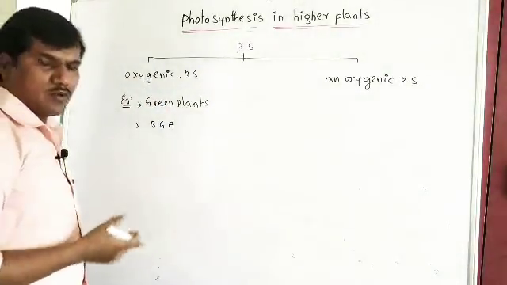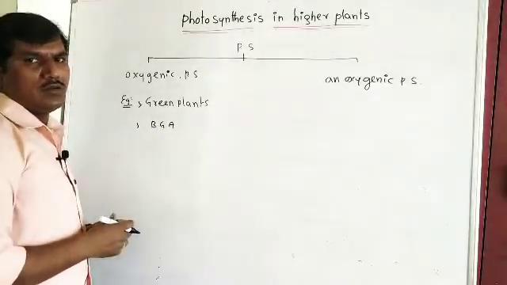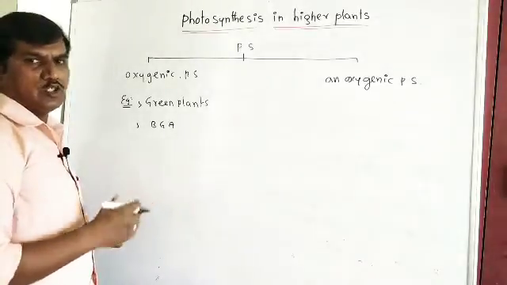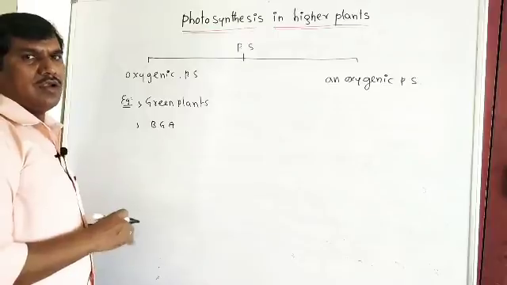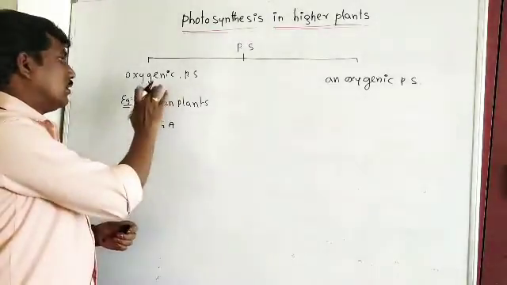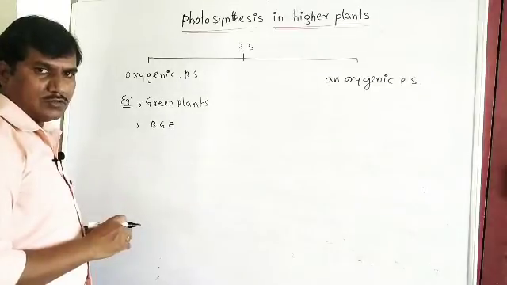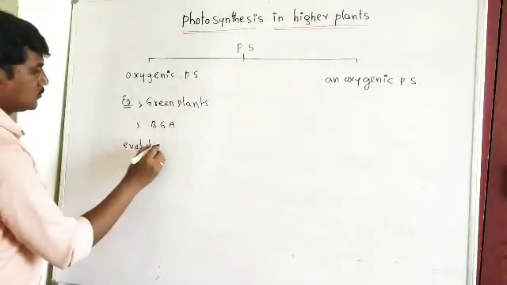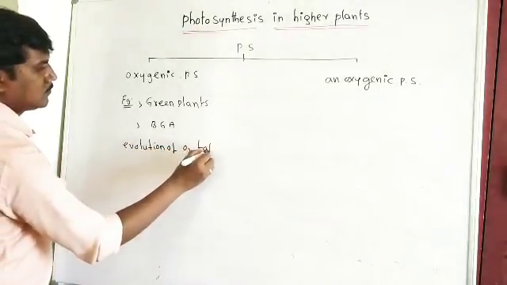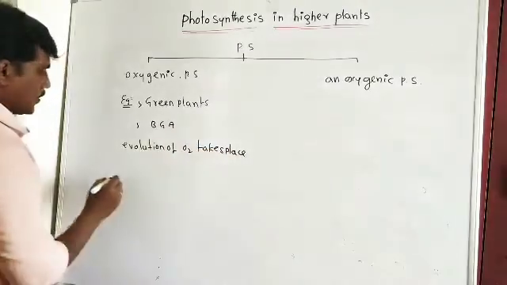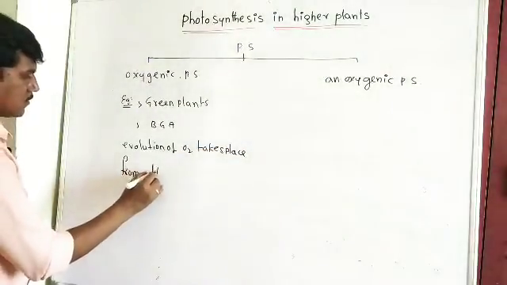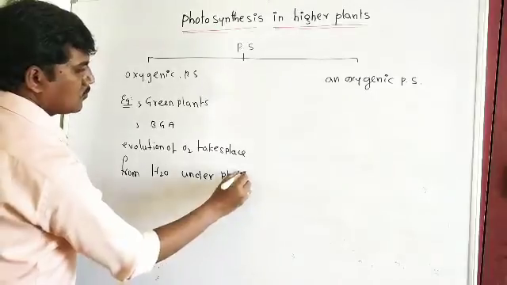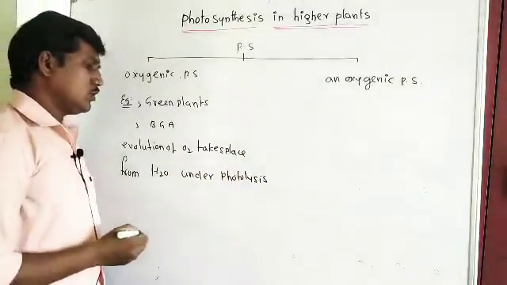Very important: in oxygenic photosynthesis, water acts as a donor for releasing hydrogen, especially for the formation of NADPH2 as well as ATP. It is also involved in the evolution of oxygen during photosynthesis. So in oxygenic photosynthesis, evolution of oxygen takes place from water, especially under the photolysis process. We will discuss the photolysis later.